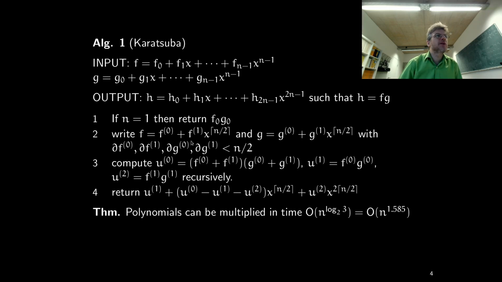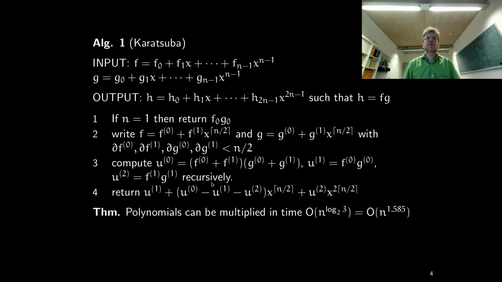What happens here in step 2 is just splitting the polynomial in the middle. That doesn't cost anything, because when we talk about multiplication complexity, we count the number of operations in the ground ring. And splitting a polynomial in the middle doesn't require any addition or multiplication or any comparison even in the ground ring. So this is for free.